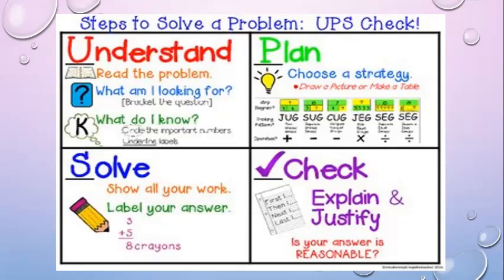Okay, then let's proceed to P. P is for plan. So when you plan, you have to choose a strategy. What are you going to do in order to solve the problem? So in this part, you are going to identify the operation or operations to be used, and you are going to formulate the equation, or what you call the mathematical sentence.